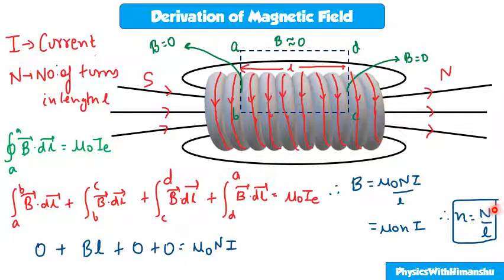So small n is total number of turns divided by total length, and remember to take the length in meter, not centimeter. So this is magnetic field due to solenoid. Near the axis of solenoid, the value of magnetic field depends on number of turns per unit length and current in the solenoid. Now we'll solve one numerical related to this derivation.